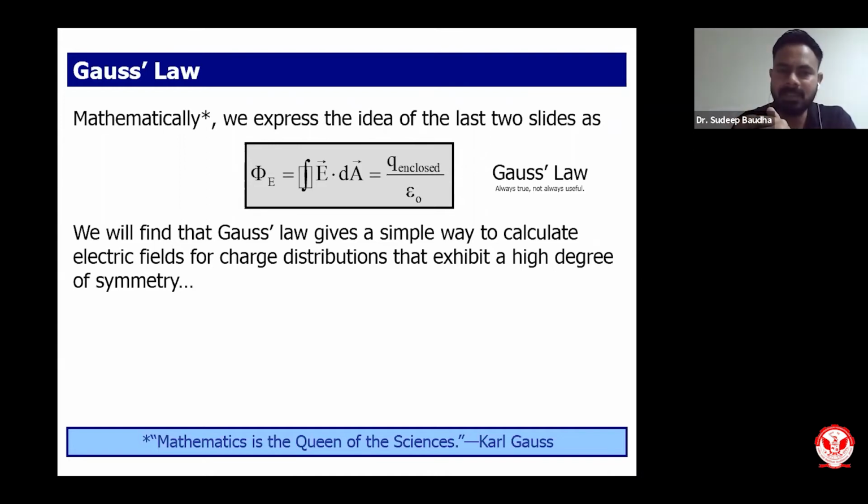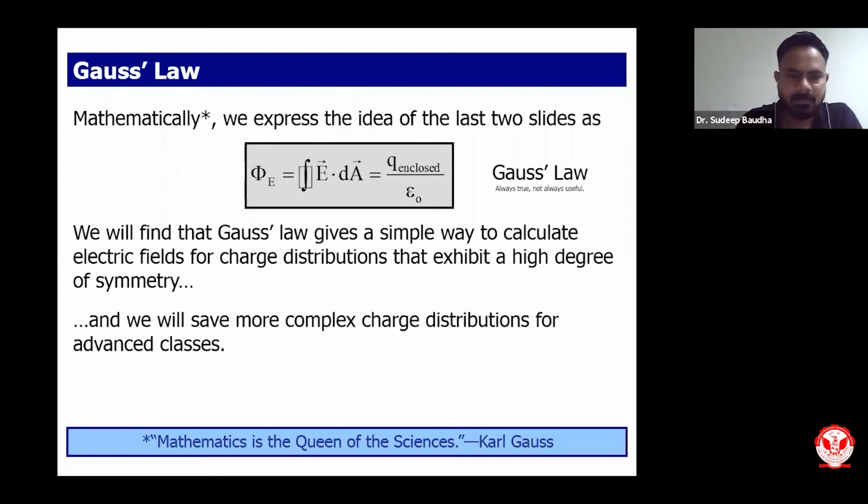So we will find that Gauss law gives a simple way to calculate electric field for charge distribution that exhibits a high degree of symmetry. If we have symmetric geometry, then we can use Gauss law to find out electric field because of that particular charge. And we will see more complex charge distributions in advanced classes. In coming classes, I will be discussing more charge distributions and advanced concepts of Gauss law.